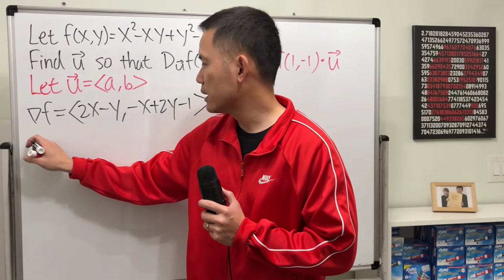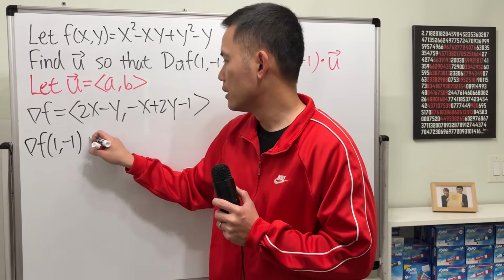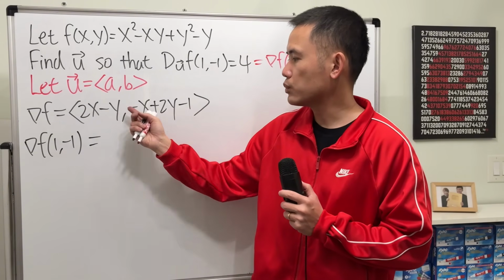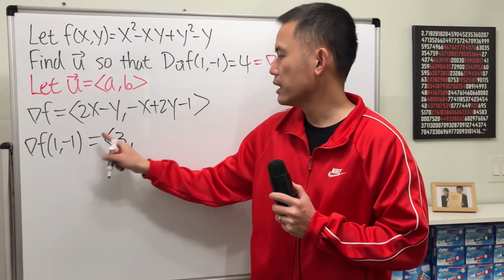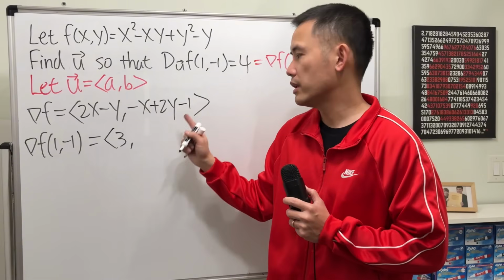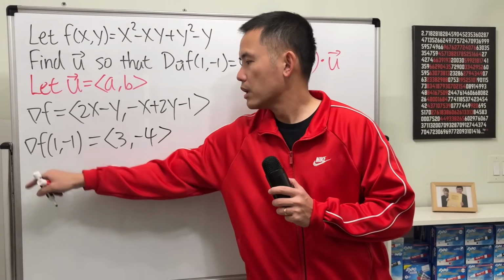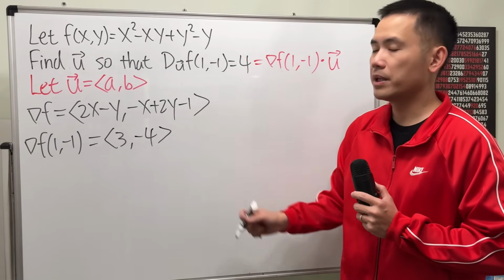Now, plugging in 1 and negative 1. So x is 1, y is negative 1, so we get 2 plus 1, which is 3. And then negative 1, and then negative 2, which is negative 3, and then minus 1 more. So our gradient at (1, -1) is (3, -4).